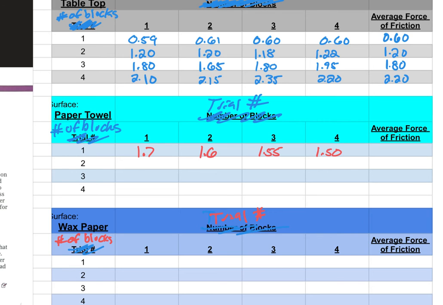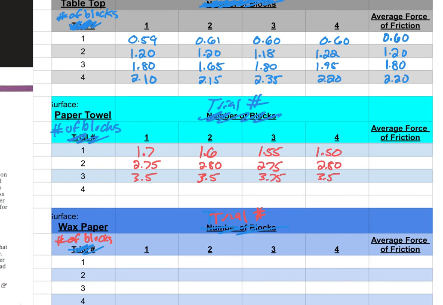All right, adding a second block. For trial 1, we saw our force increase to 2.75. Trial 2, we got 2.80. Trial 3, 2.75. And trial 4, 2.80. All right, adding a third block, notice what happens to our force there. It goes up to 3.5. So we get that for 2 trials. Trial 3 comes to 3.75, and then trial 4 again is 3.5.